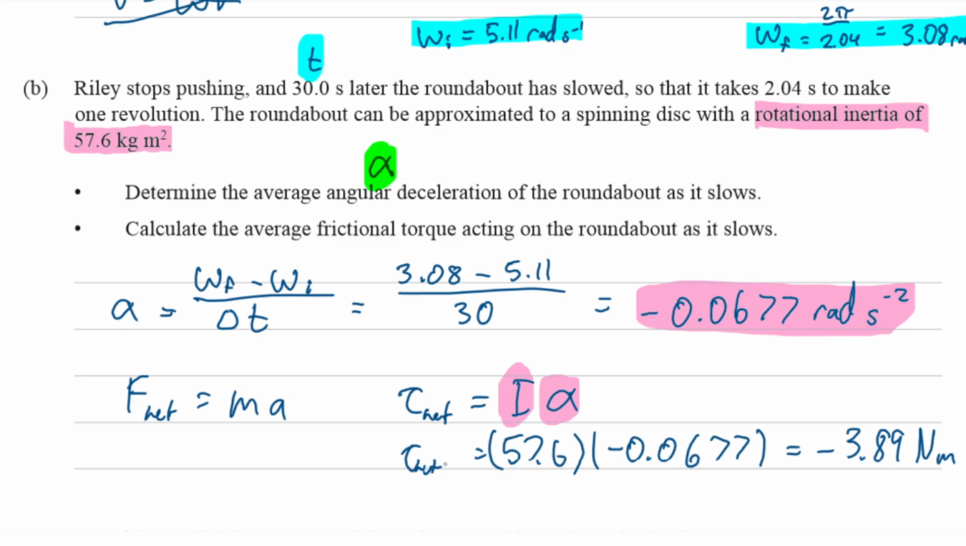So just explaining that one more time, what we worked out was the net torque, and the only force acting on this roundabout is friction. Riley has stopped pushing, so there's no more applied force. The only force slowing it down is friction, which means the net force is equal to the frictional force. And since we worked out the angular acceleration, and we were given rotational inertia, we could work out the net torque. And so that would be a merit question.